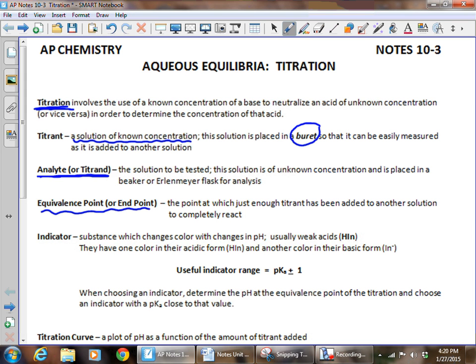An indicator is a substance that will show this end point or equivalence point with a change in color. They're usually weak acids. They have one color in their acidic form and another color in their basic form. And we generally use an indicator in the range of plus or minus 1 from the pKa. That's its useful range. So you're going to determine the pH at the equivalence point and choose an indicator with a pKa close to that value. So that's what we need.